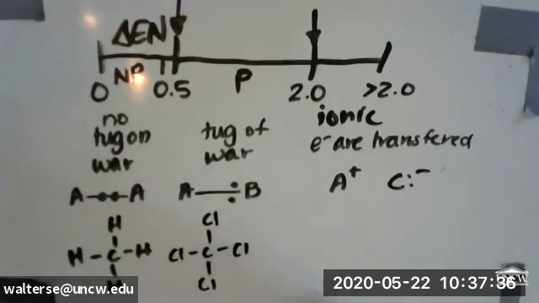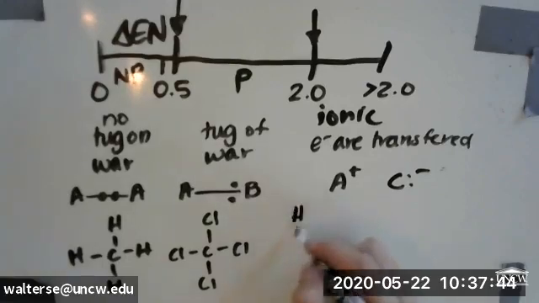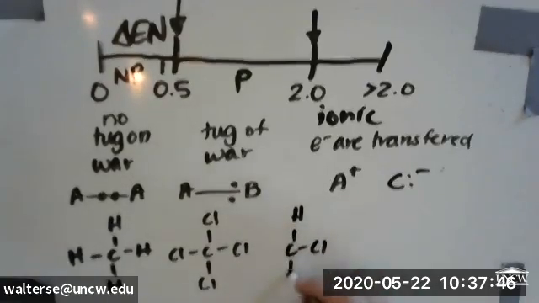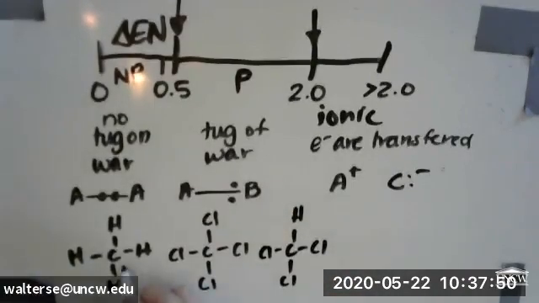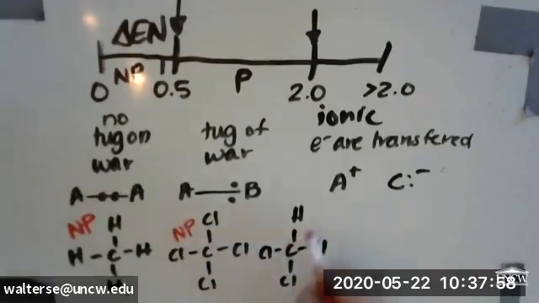This is carbon tetrachloride, but it's still symmetric. So those bond vectors will cancel. As soon as you have asymmetry, it's polar again. So this is, let me write that in a different color. Nonpolar, nonpolar, polar.